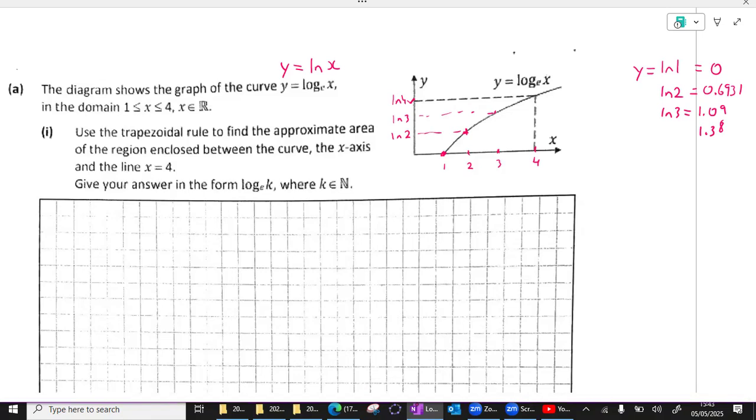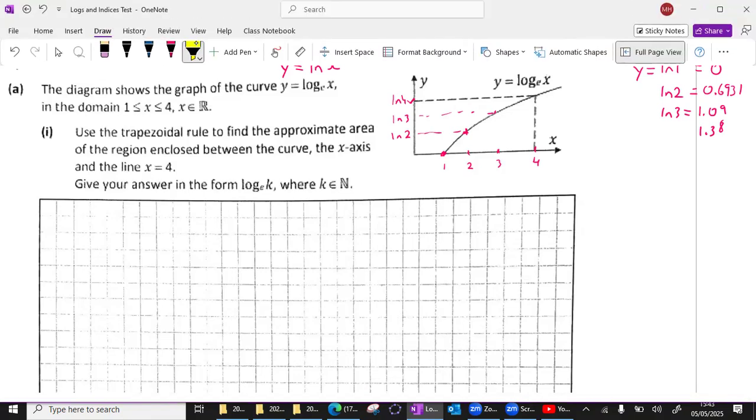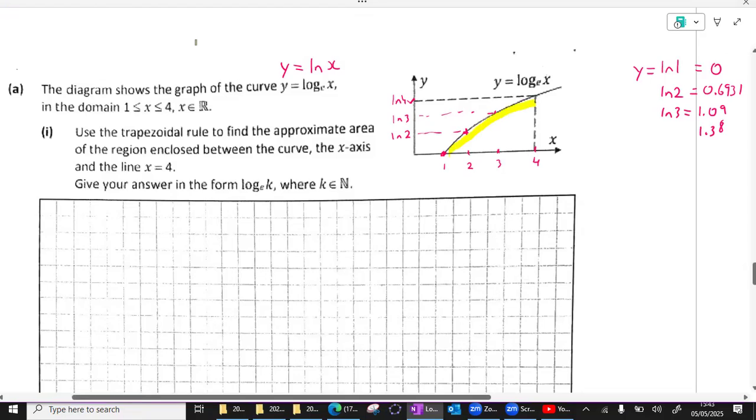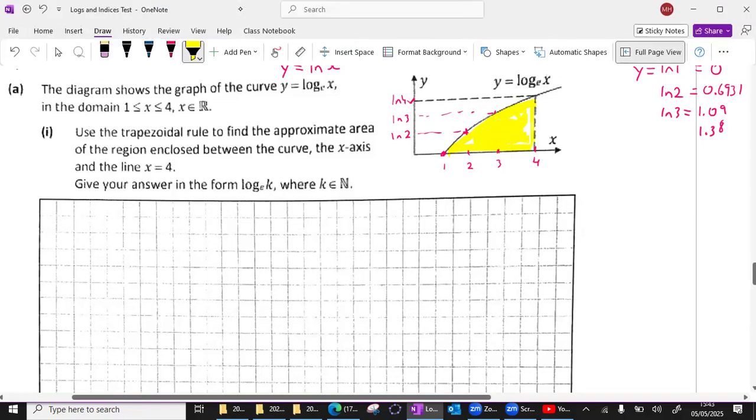Now, anyway, it says use the trapezoidal rule to find the area between the curve and the x-axis and the line x equals 4. So we're talking about where I have the yellow highlighter. Now, when we're doing the trapezoidal rule, in fairness, most of you were able to find that from your log tables, so that was good. When you go to fill it in, some of you got a little bit mixed up between what were supposed to be the gaps and what your x values were.